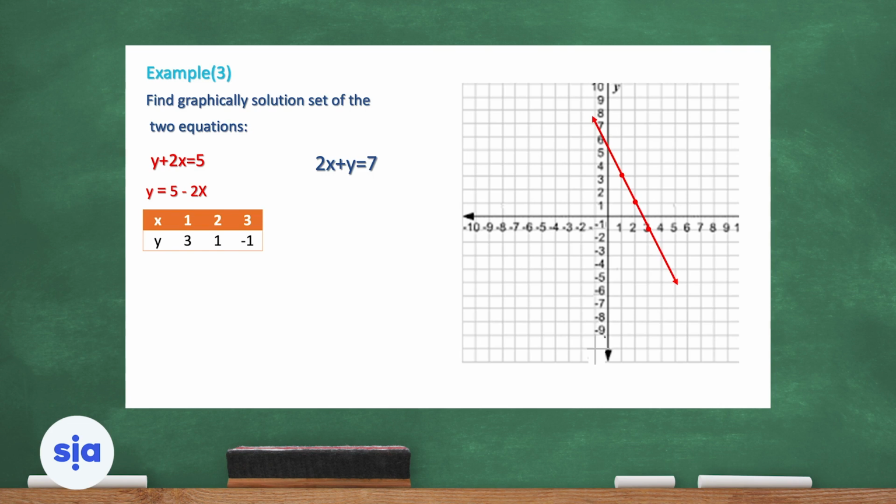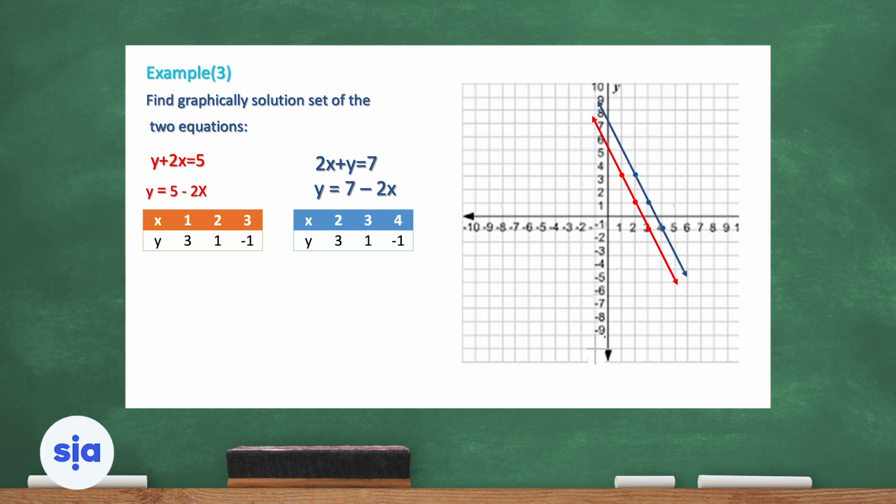Let's go now to the second equation. If I have 2x plus y equals 7, I move the 2x to the other side. So y equals 7 minus 2x. Let's go to the table of values. Put x equal 2, then y will be equal to 3. Put x equal 3, then y will be 1. Put x equal 4, then y will be negative 1. Let's plot these points on the graph: 2, 3; 3, 1; and 4, negative 1. If I connect between the 3 points, it will form another line.